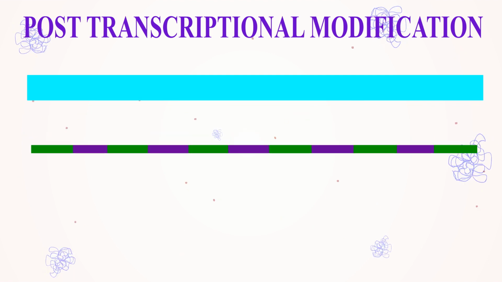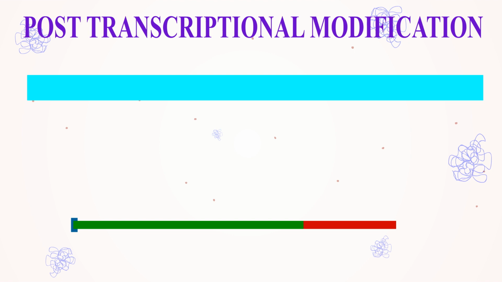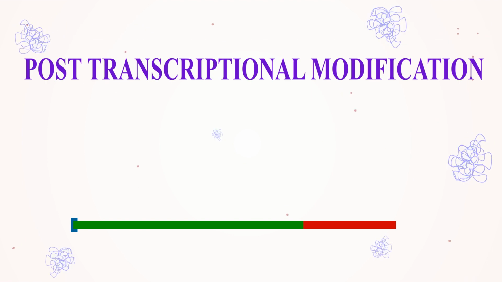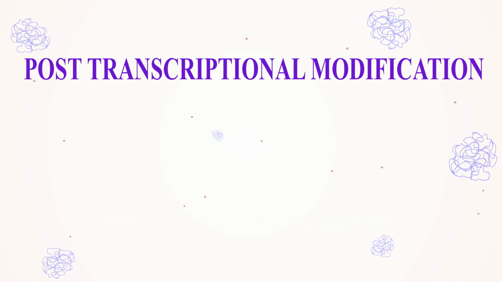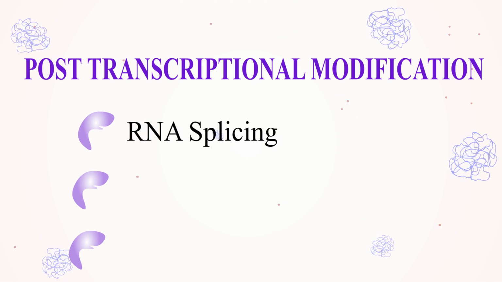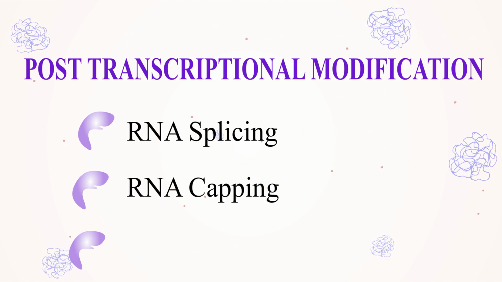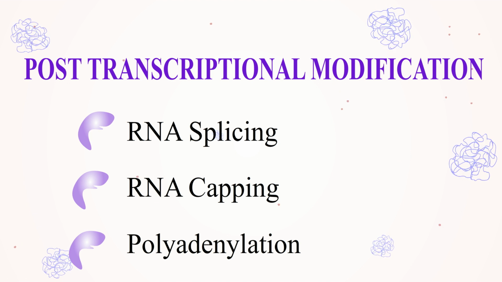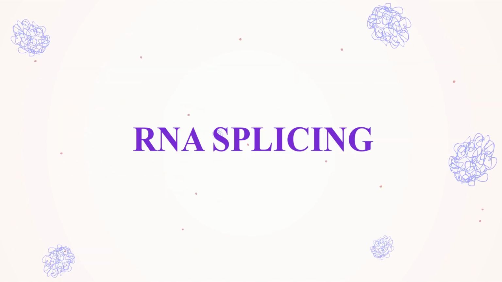The RNA is transcribed as pre-mRNA transcript from DNA. It has to be further modified into mature RNA through a process called post-transcriptional modification. There are mainly three post-transcriptional processes involved: 1. mRNA splicing, 2. RNA capping, 3. Polyadenylation.